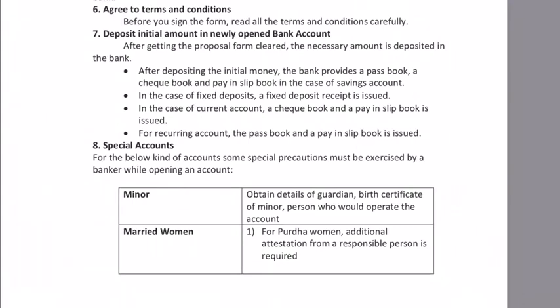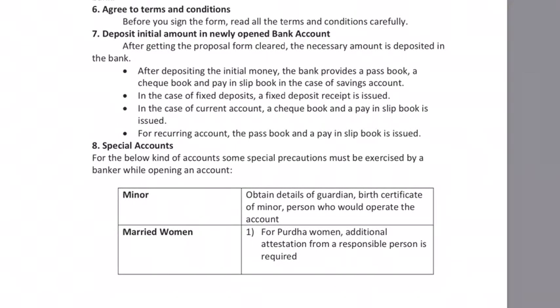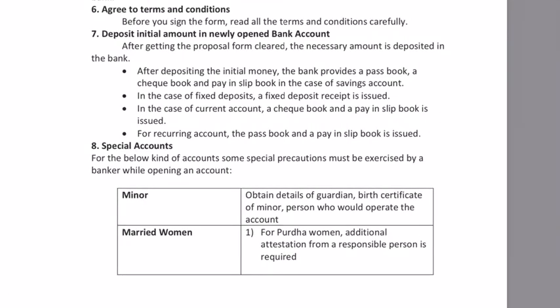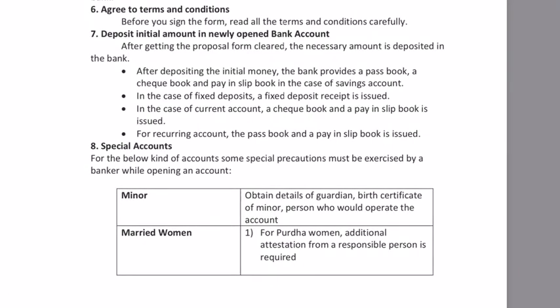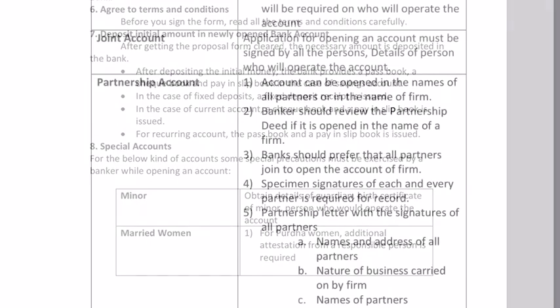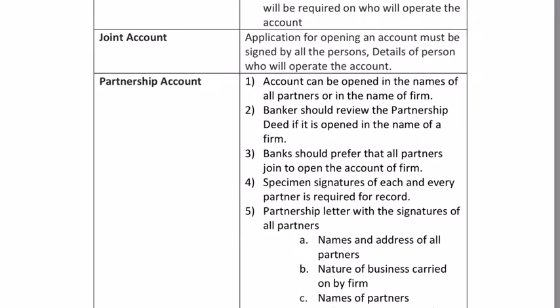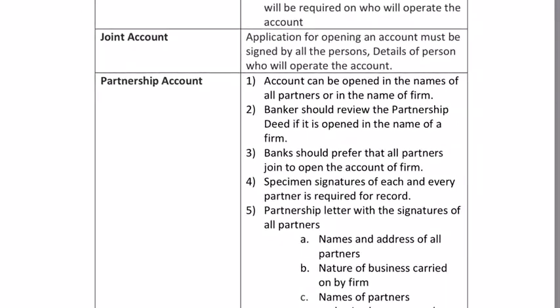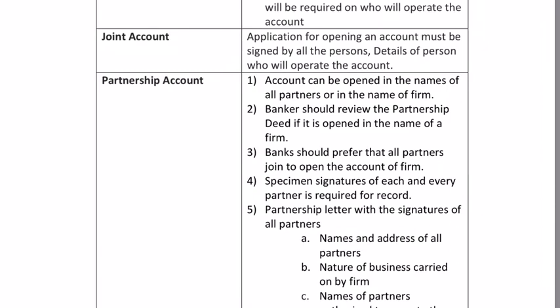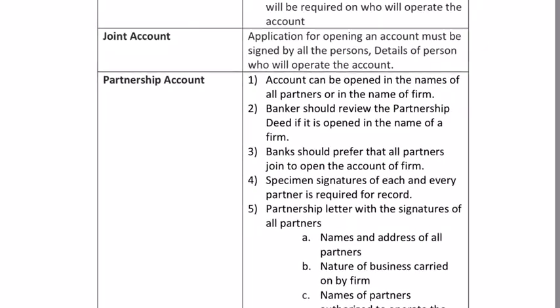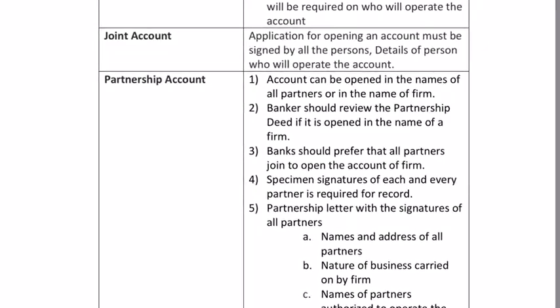For a married woman, generally, if it is a joint account with the husband, clarity will be required as to who will operate the account. And for a woman in Parda, additional attestation from a responsible person is required while opening an account. Then for a joint account, the application for opening an account must be signed by all the persons who are part of the joint account, and details of who will operate the account will also be required.